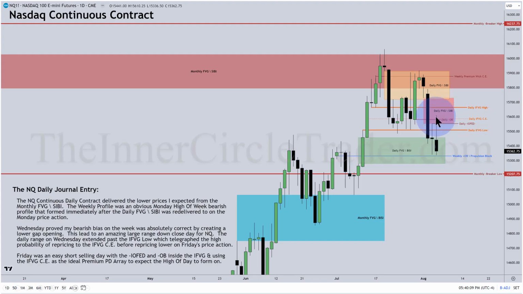Midpoint, well, what's the midpoint of an inversion fair value gap? The same thing that we would call the middle of a fair value gap. The same thing we would call the middle of a wick or a tail, consequent encroachment. So we see the daily inversion fair value gap consequent encroachment is right there. Notice we have this inefficiency here, which is what? Daily fair value gap, SIBI.